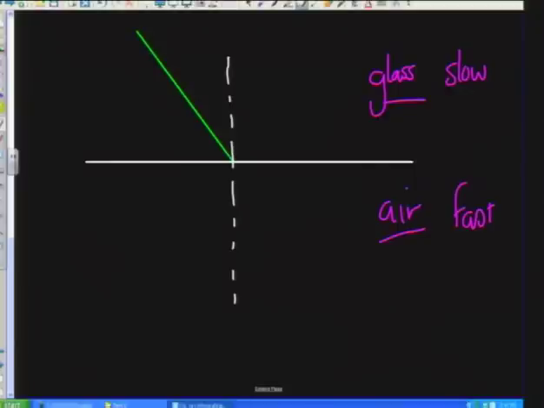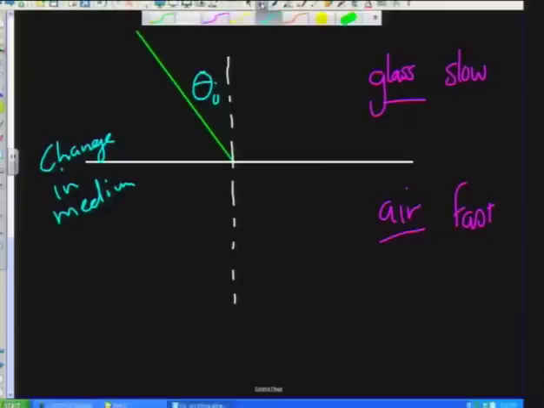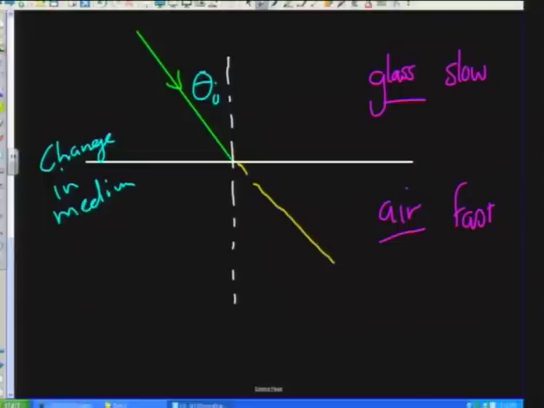Now, this angle inside the glass block is still known as the angle of incidence. Wherever there's a change in medium, a barrier, there's an angle of incidence. That light ray is striking at that position. What's going to happen? I want you to notice that it will not carry on in the same direction. So it's not going to carry on down there like that. We know that that's not going to be the case.